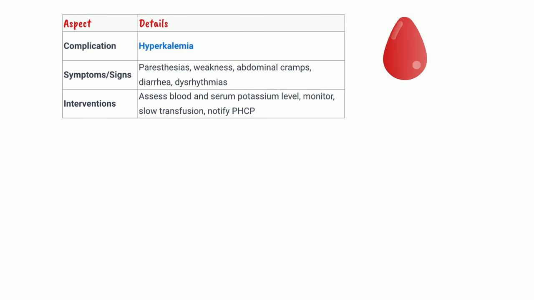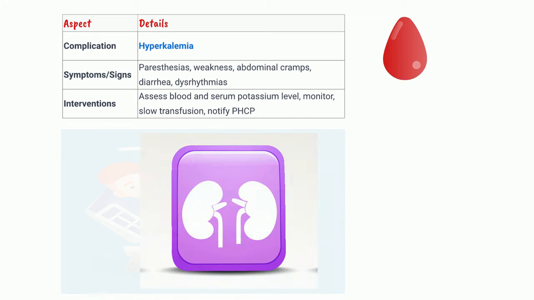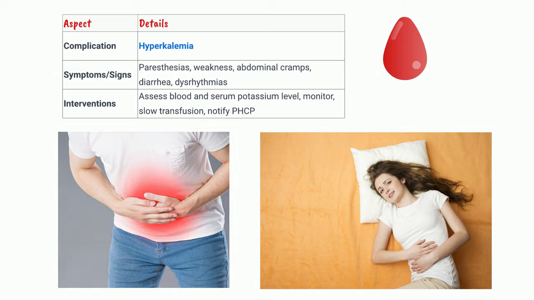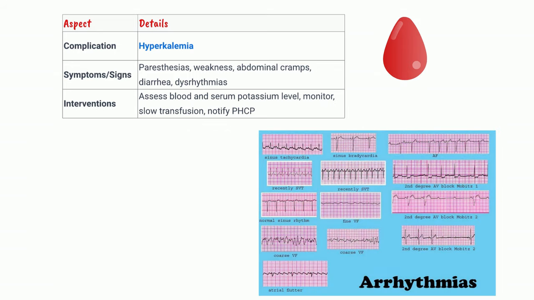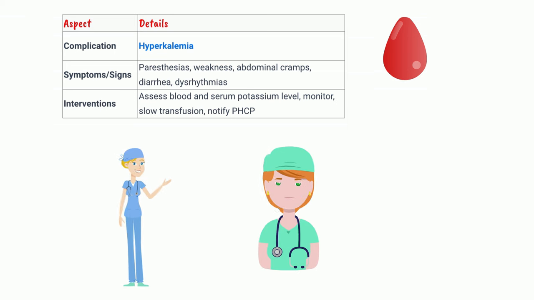During massive transfusion, the volume of potassium introduced into the bloodstream can be significant, especially if the blood products are older. Patients with impaired kidney function are particularly at risk because they cannot effectively excrete the excess potassium. Key signs: weakness, abdominal cramps, diarrhea, and dysrhythmias. Monitor serum levels closely, adjust the transfusion rate, and notify the primary healthcare provider.